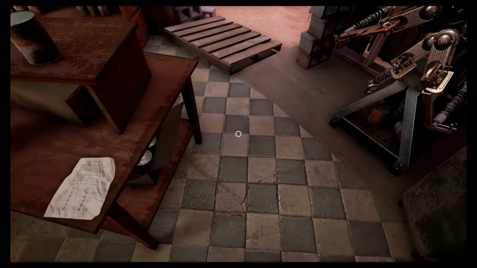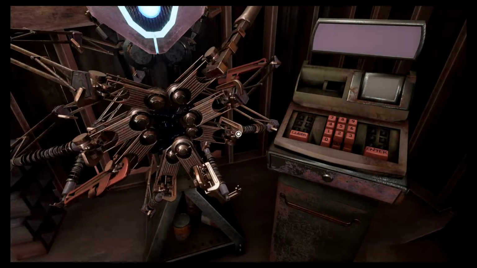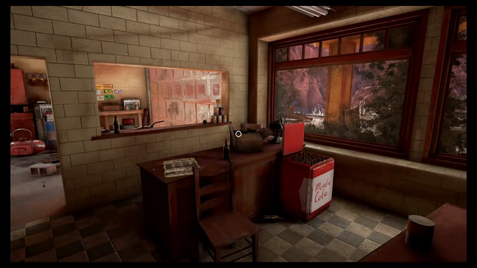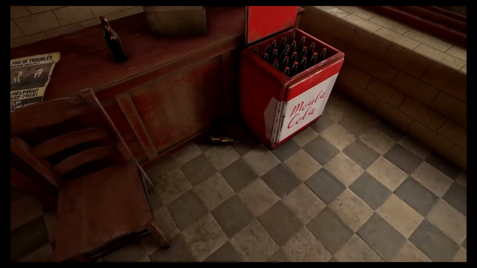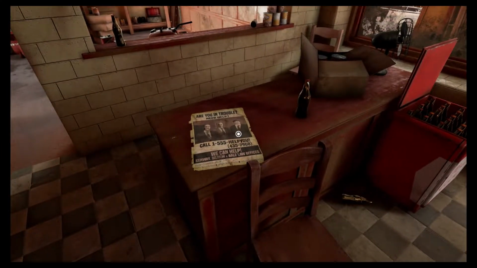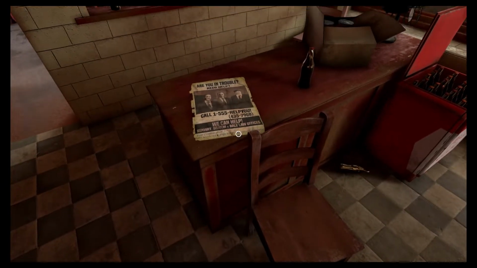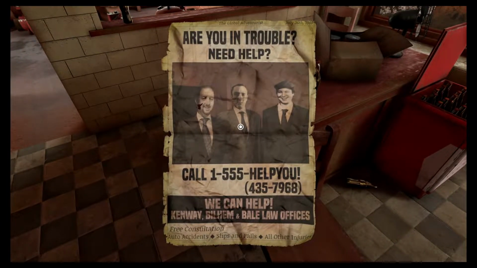So let's try the first. I don't have so much space around here. A panel. I don't have a panel here. Where's the panel? Why is it telling me about the panel when there is no panel here? I even didn't find a panel yet. Are you in trouble? Need help? Call blah blah blah. We can help. Is this telling me anything? I don't know. Do I need this number? I write it down. I have no idea.